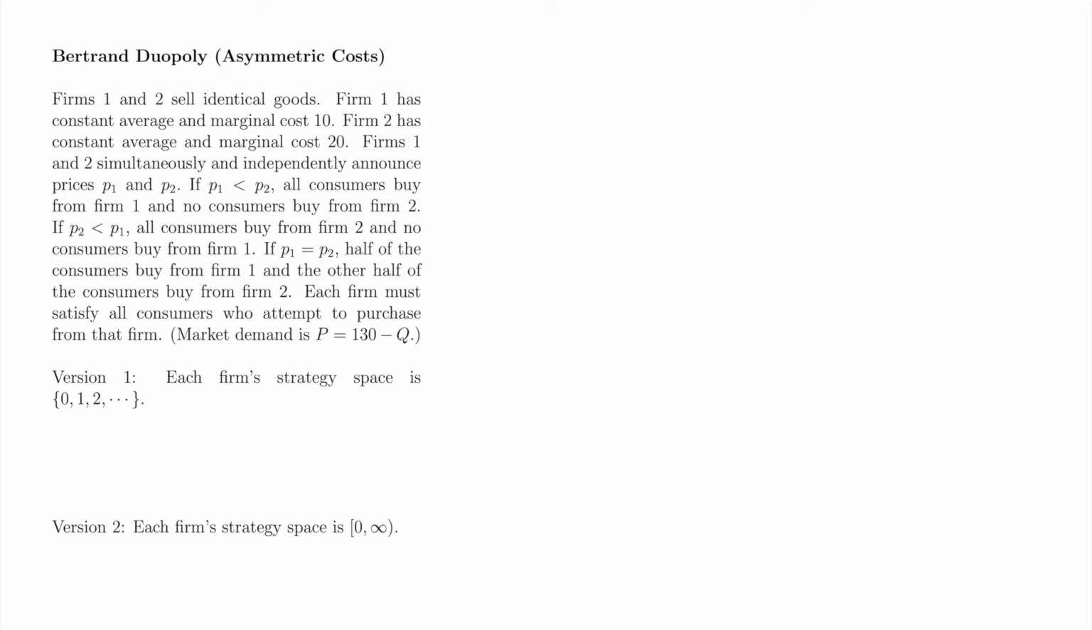As in the previous video, we considered two versions of this now asymmetric game. In the first, prices must be whole dollars. In the second, we allow any non-negative price. We'll find a Nash equilibrium in version 1 and show that there is no Nash equilibrium in version 2. First, we'll consider the game with whole dollar prices only.